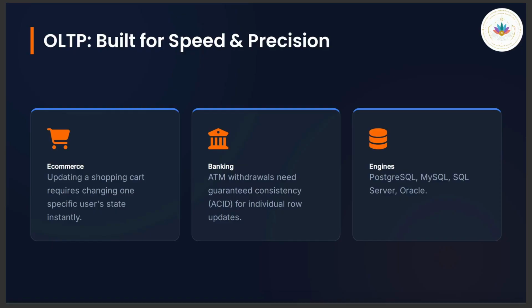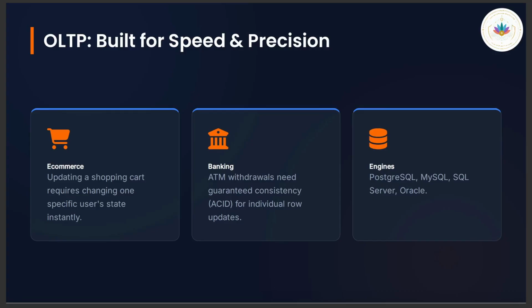This brings us to OLTP, Online Transaction Processing. These are your operational databases like SQL Server, Oracle, PostgreSQL, and MySQL. When you swipe your card at an ATM, modify a mobile banking setting, or add items to an online shopping cart, the system needs to execute what we call point queries or single row mutations.